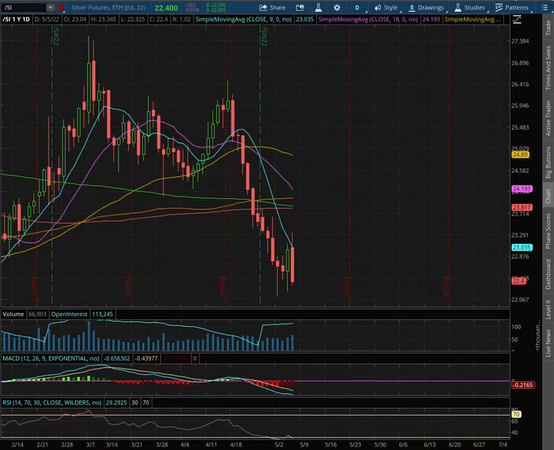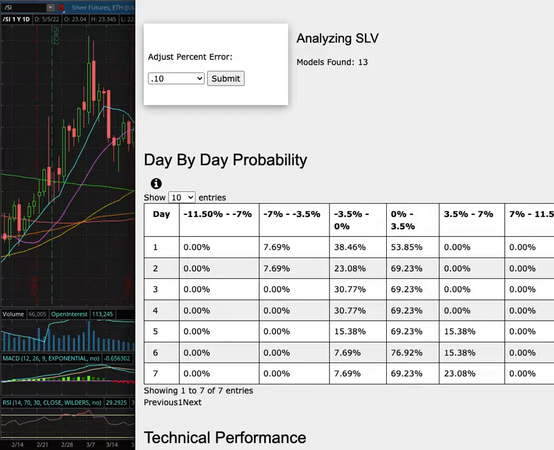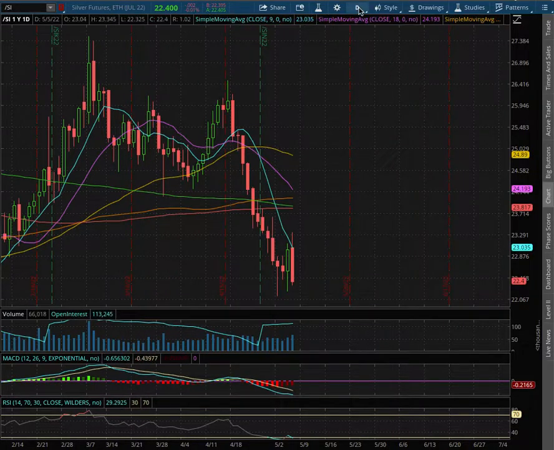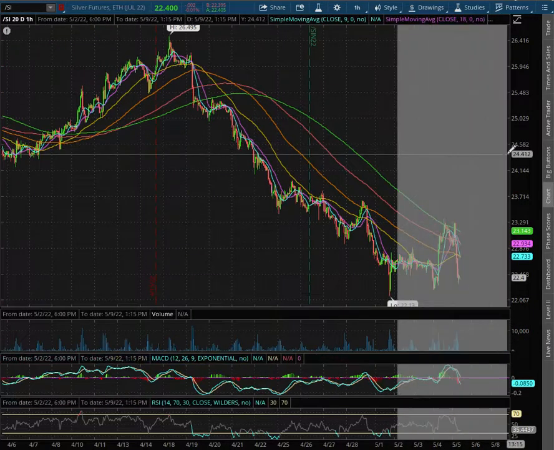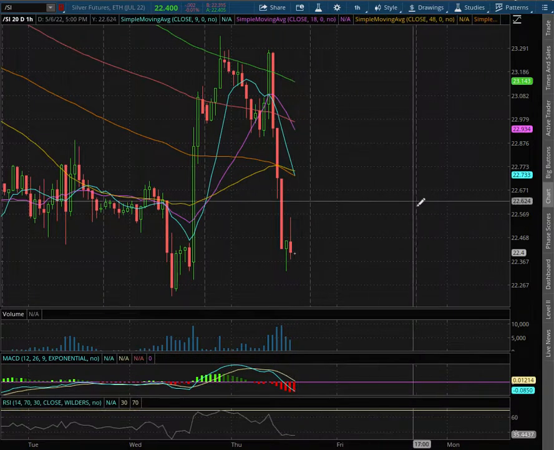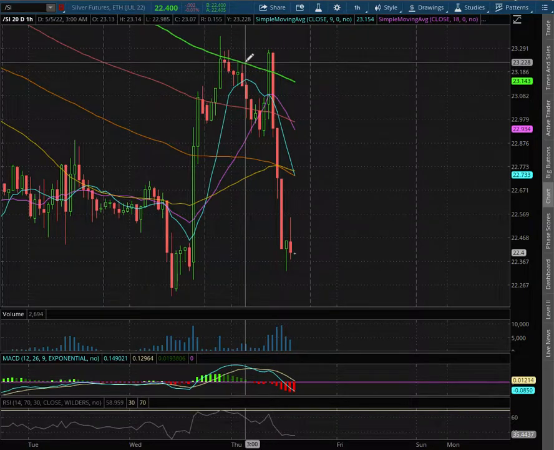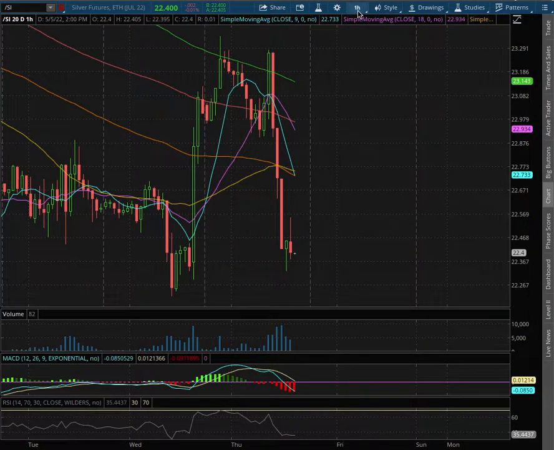Silver futures. In this video, we'll be going over my trade idea of the week and the day-by-day probability model. So let's start off with the technical analysis on the 1 hour chart. We're back at negative MACD territory. We're nearing oversold levels with the RSI. We failed to close above the 200 moving average, this green line, at a price of $23.14.